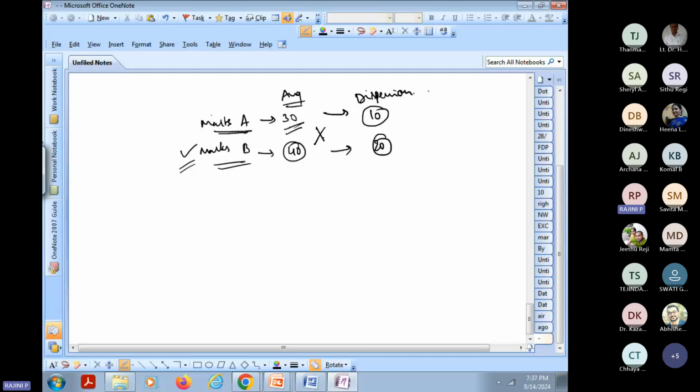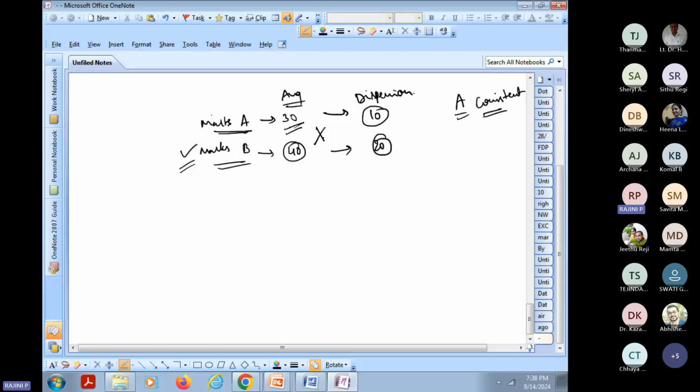So I say that section A students are consistent. What is the meaning of consistent? That means in section A, all the students are studying in the same way. There is not much deviation. But in section B, the deviation is 20. That means a few students are getting good marks and a few students are getting fewer marks. That means section B is not consistent. Only a few students are performing well compared with all the others.